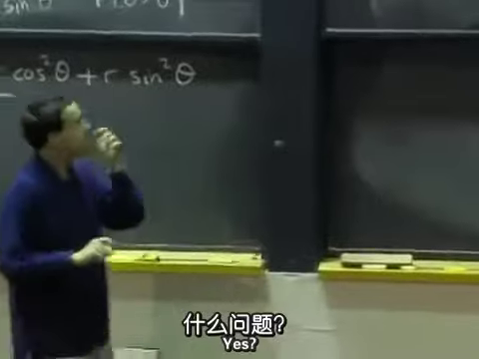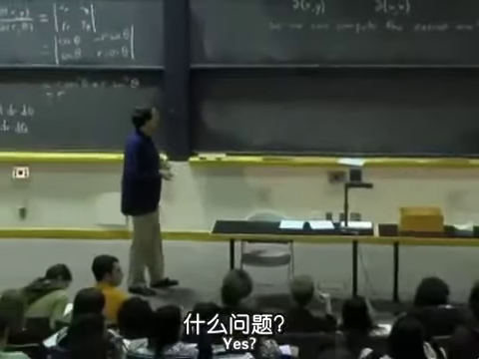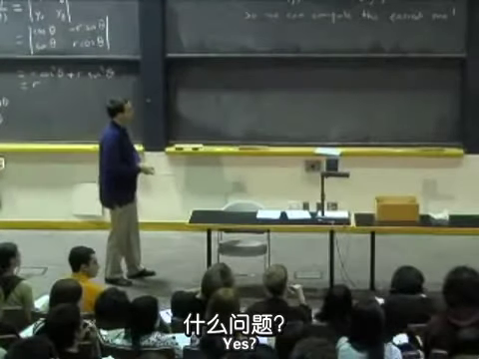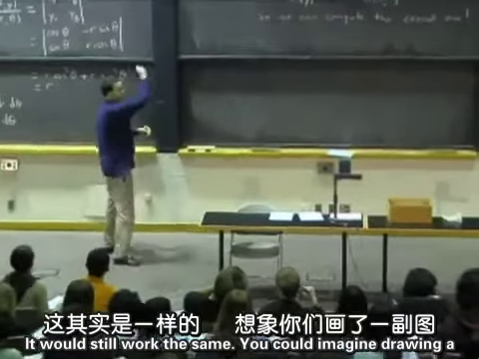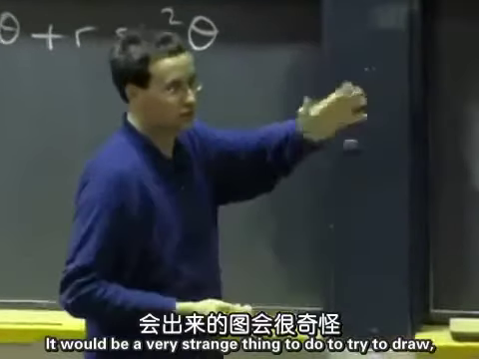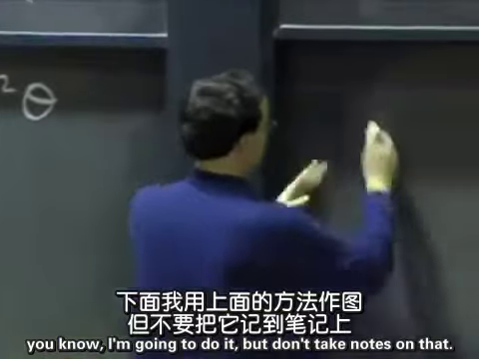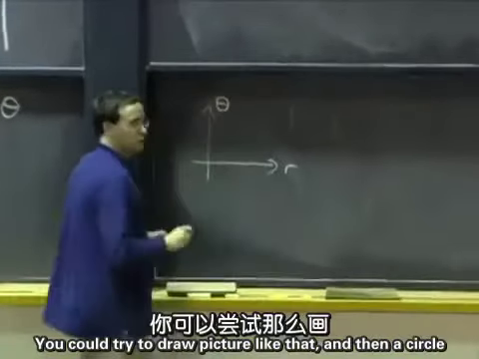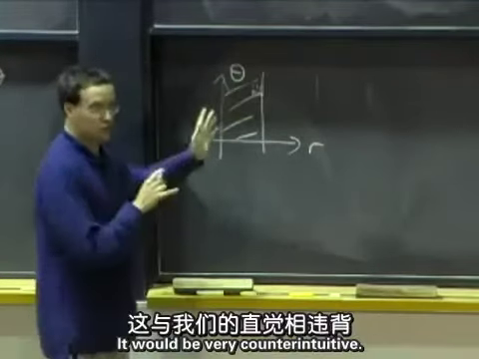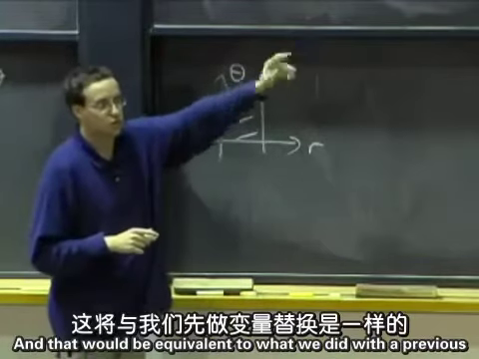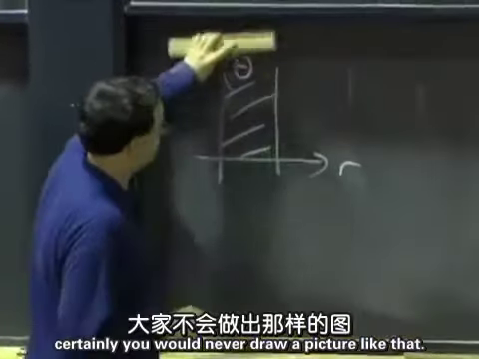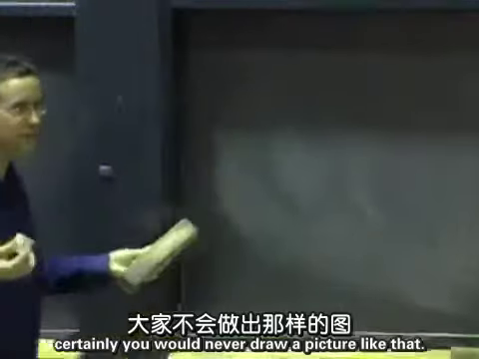Yes? With uv, you change from Cartesian coordinates to Cartesian coordinates. So when you change to polar coordinates, it will be an approximation. It would still work the same. You could imagine drawing a picture where r and theta are the Cartesian coordinates and your picture would be completely messed up. It would be a very strange thing to do, I'm going to do it, but don't take notes on that. You could try to draw a picture like that, and then a disk would look like that, and it would be very counterintuitive, but you could do it, and that would be equivalent to what we did with the previous change of variables. In this case, certainly you would never draw a picture like that. But you could do it.